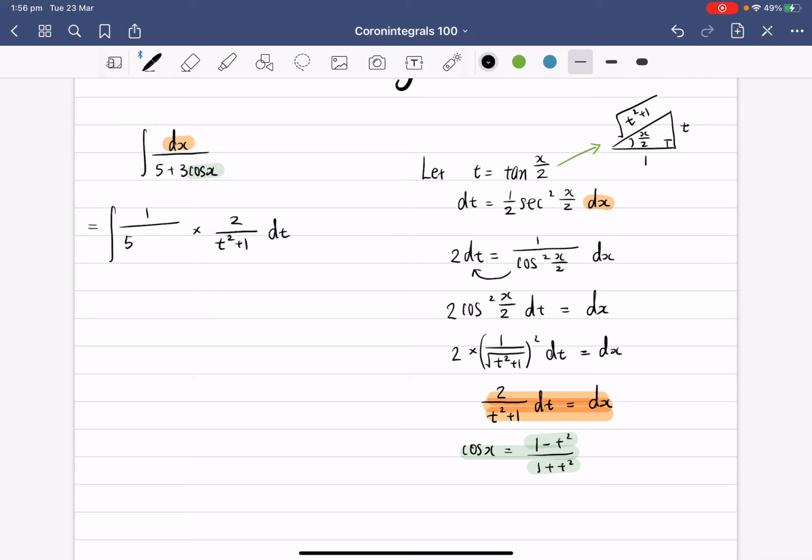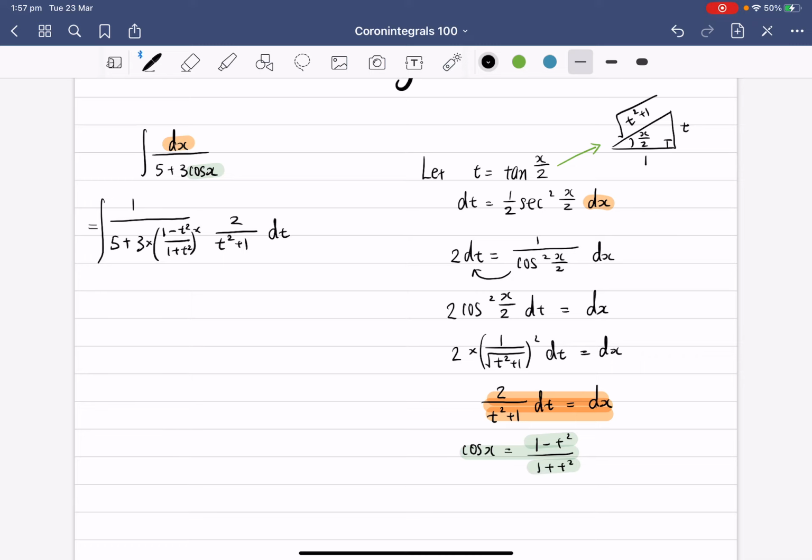The denominator is going to be 5 plus 3 cosine x. So in that case, it's just going to be 3 times by another fraction, 1 minus t squared over 1 plus t squared. All right, it's not very nice. So I guess what I need to do is just rewrite it to make this a bit clearer for everyone. Okay, so integrate 1 over 5 plus 3 times bracket 1 minus t squared over 1 plus t squared.